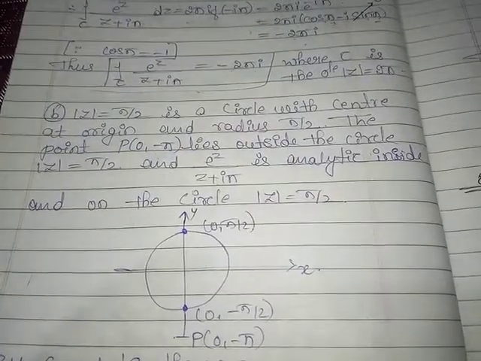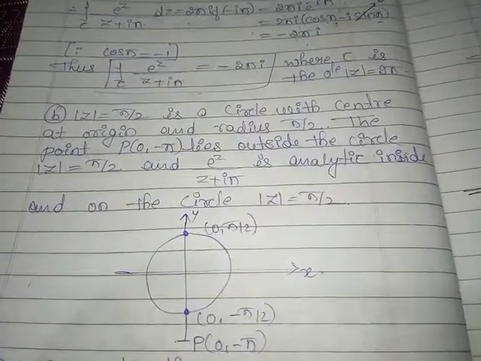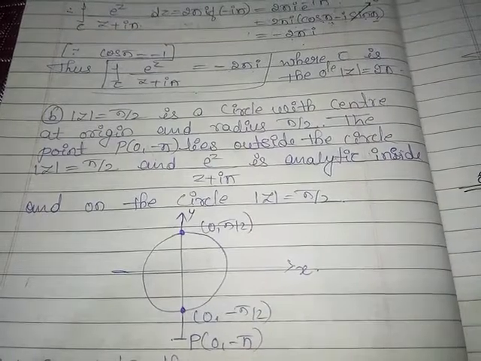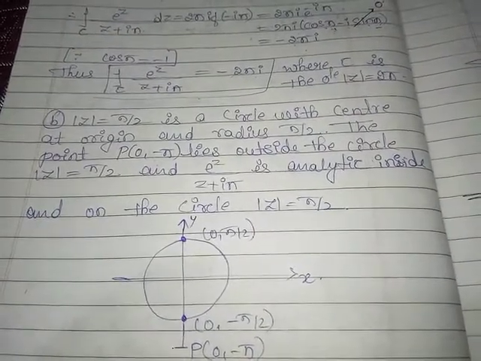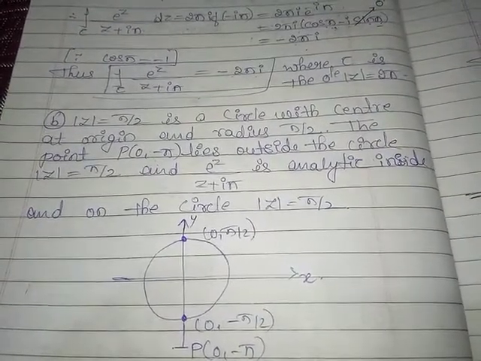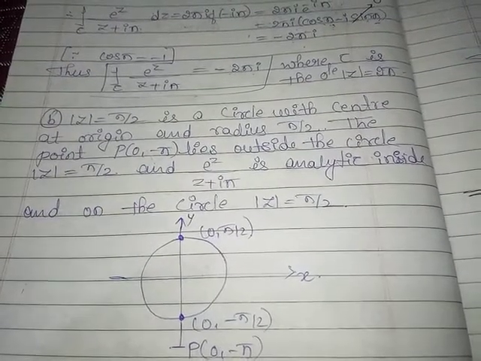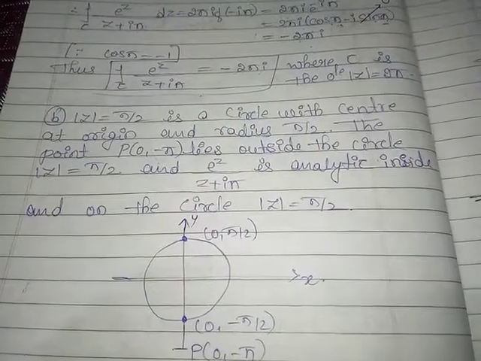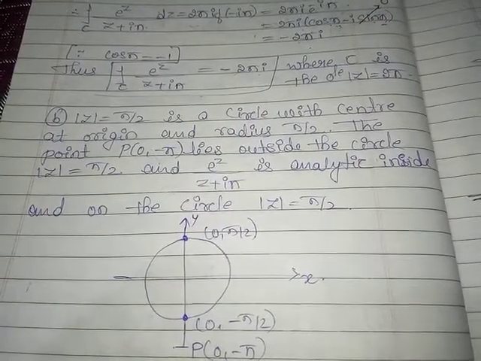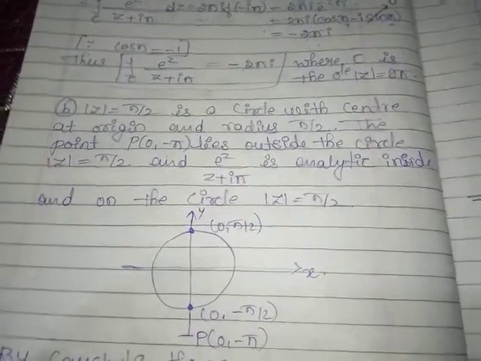Mod z is equal to pi by 2 is a circle with center at origin and radius pi by 2. The point P(0, minus pi) lies outside the circle. Mod z is equal to pi by 2, and e raised to z by z plus i pi is analytic inside and on the circle mod z is equal to pi by 2.